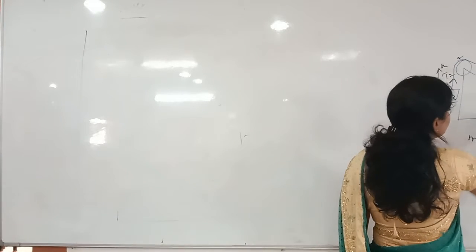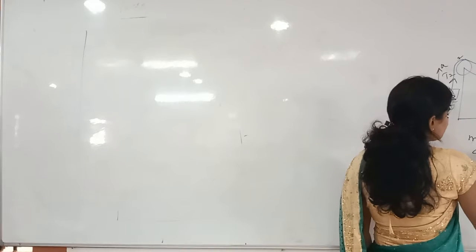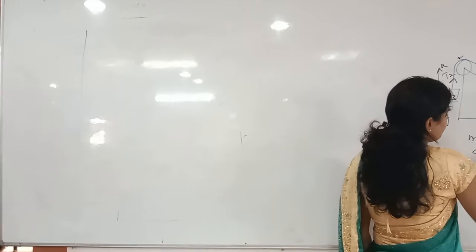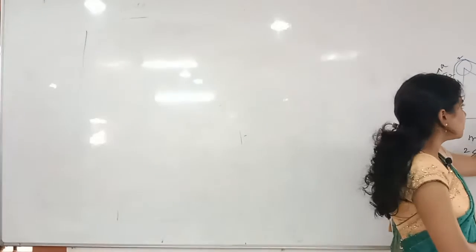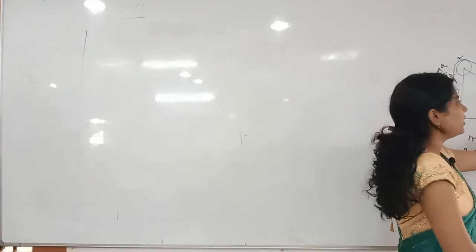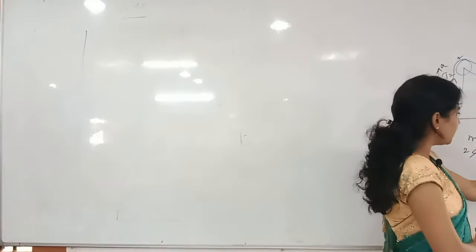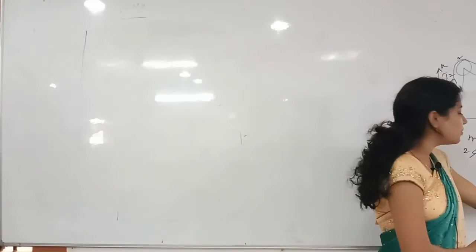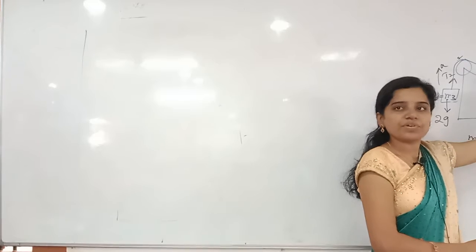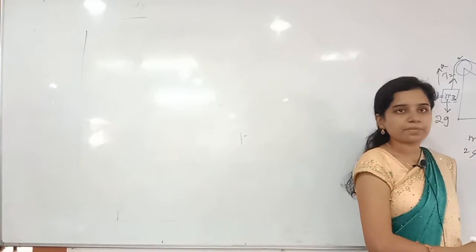M2G sin theta. M2 mass is how much? 4G sin 30, and sin 30 is how much? 1/2. So what will we get here? 2G. So 2G is the weight here, 2G in this direction. Here 10G, here 2G again. So in this direction totally how much is there? 12G is there. So obviously the system will move in this direction.